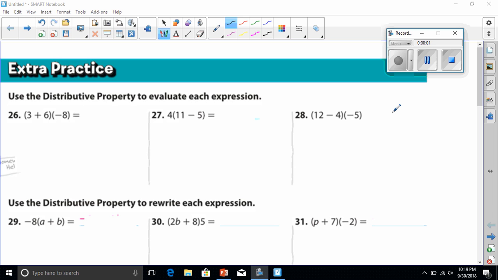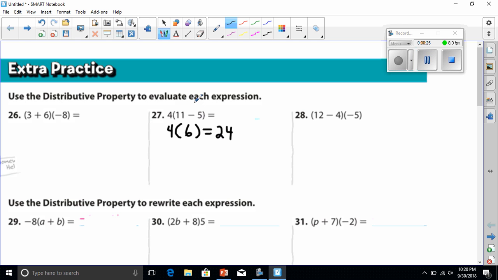All right, everybody, today we're going to be distributing properties. Let's go to number 27. I do the odds, go to the evens. We follow PEMDAS, and if it is possible, we work it. We have 11 minus 5, and that's 6. That gives us 4 times 6. 4 times 6 equals 24, and we're done.